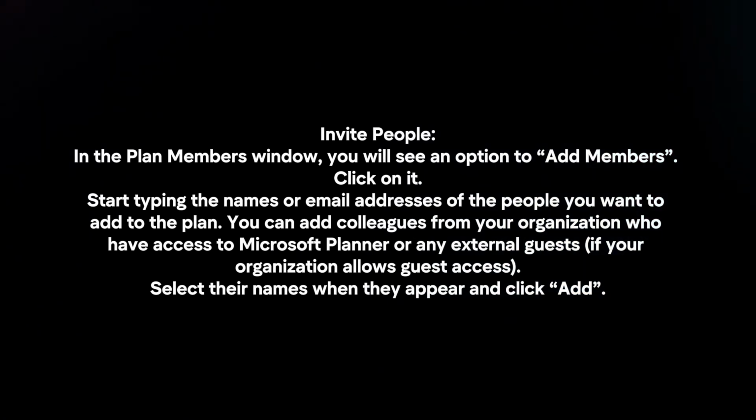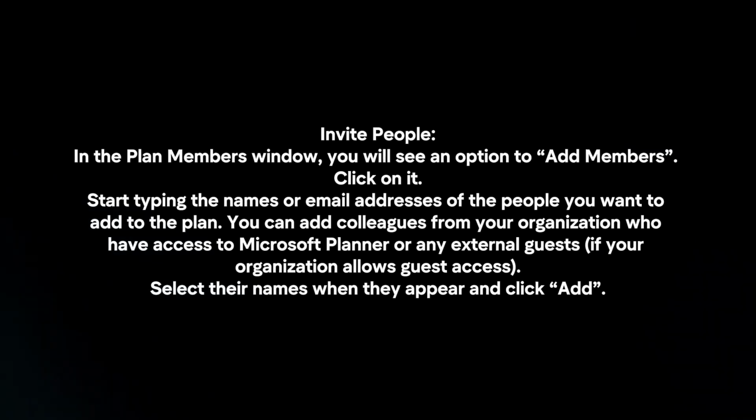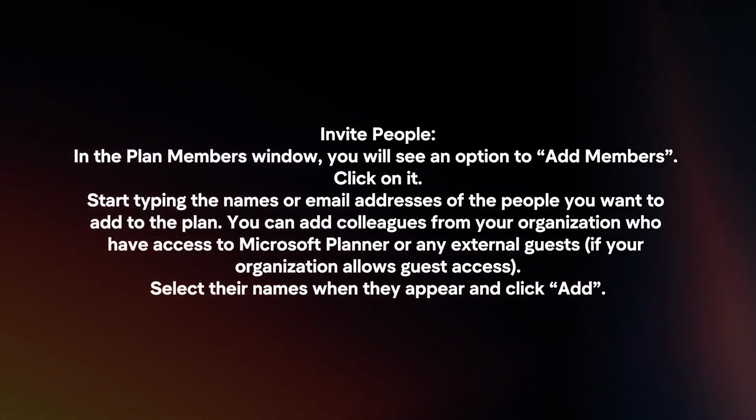Start typing the names or email addresses of the people you want to add to the plan. You can add colleagues from your organization who have access to Microsoft Planner or any external guests. Select their names when they appear and click Add.